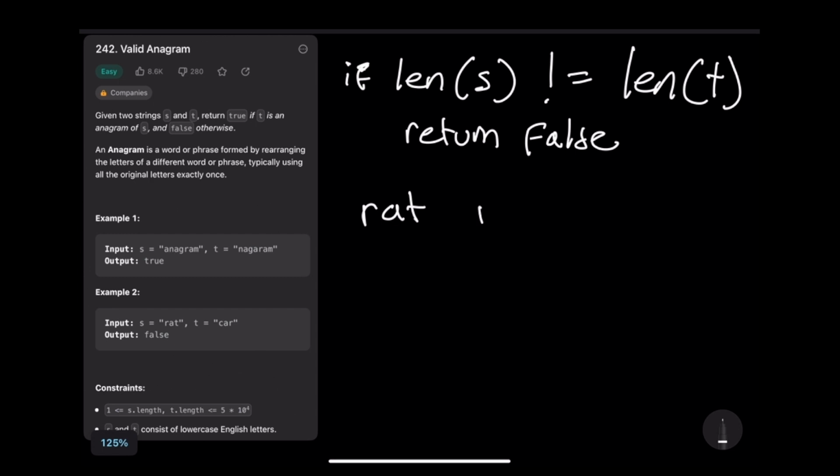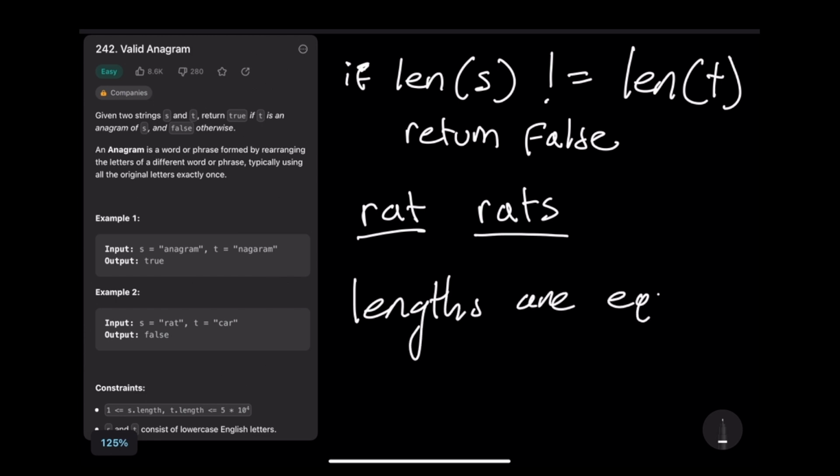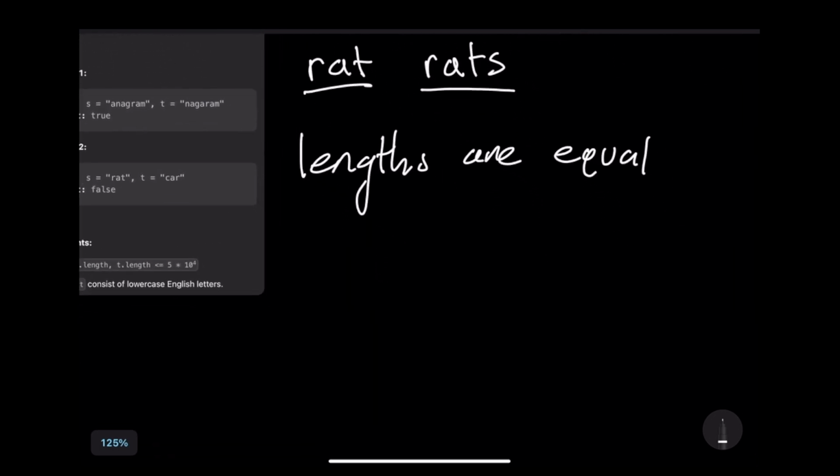And that makes sense, because if we had rat and rats, there's no need to even check what the actual letters are, right? Because these are not anagrams of each other, simply because one is length 3 and one is length 4. So I think that gives a good thing to start with, that we want to check the lengths of each one, and if they're different, we can immediately return false. But then, if the lengths are equal, then we need to check that all of the letters in one string are equal to all of the letters in the other string.